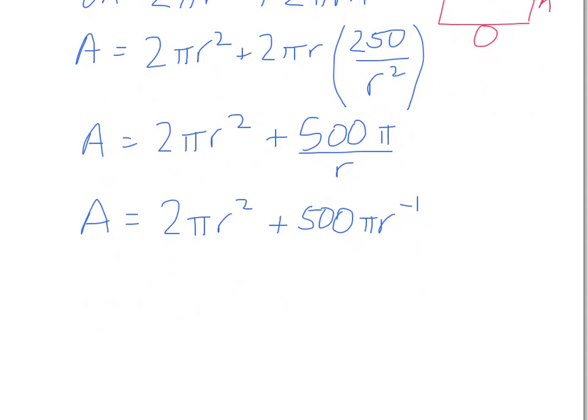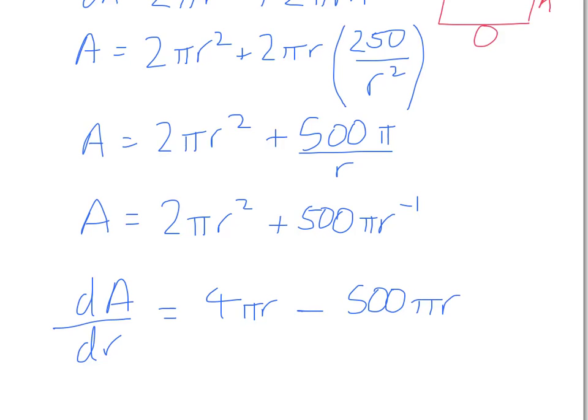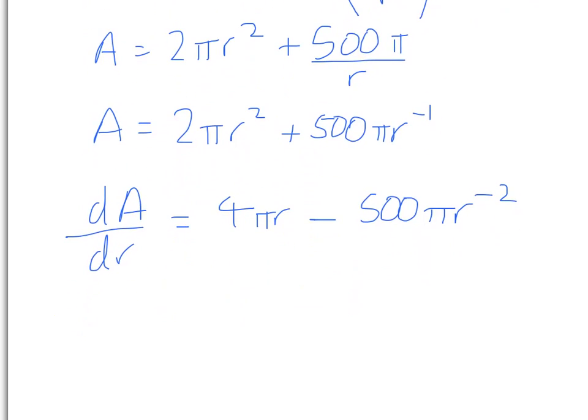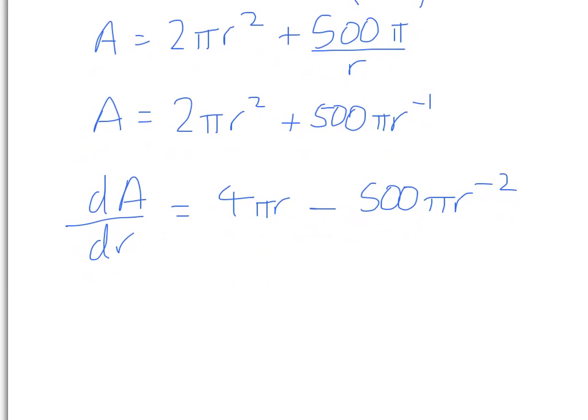So if we differentiate this line, dA by dr, we get 4 pi r minus 500 pi r to the power of minus 2. And if you struggle with that line of differentiation, go back to your core 1 videos and rewatch differentiation videos. Now, we're looking for the rate of the change of area being equal to 0. So we're going to set this line we've just done equal to 0.